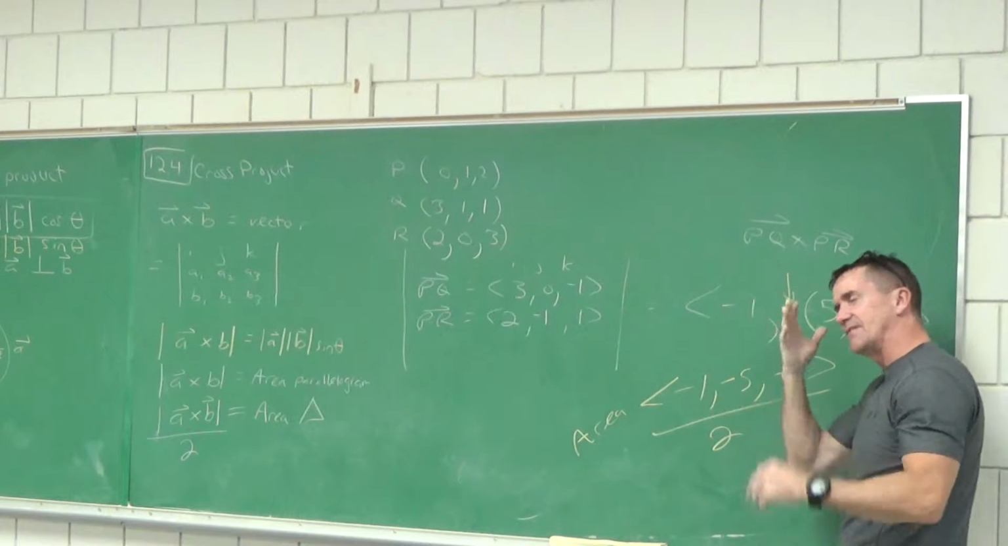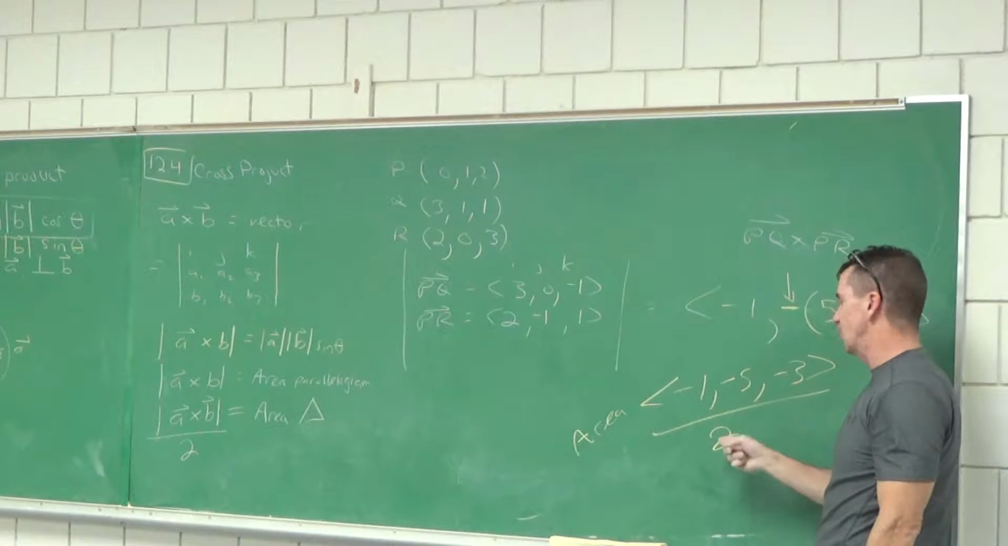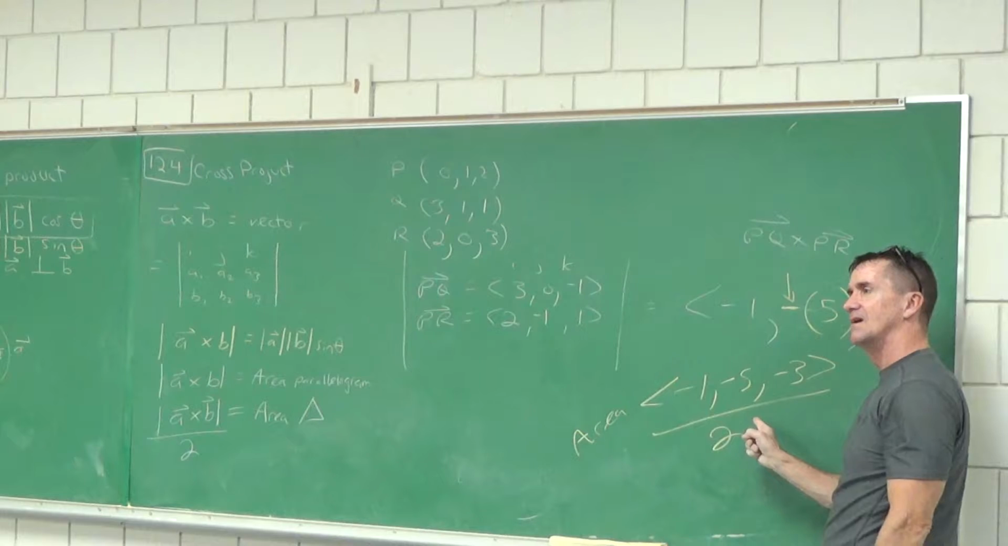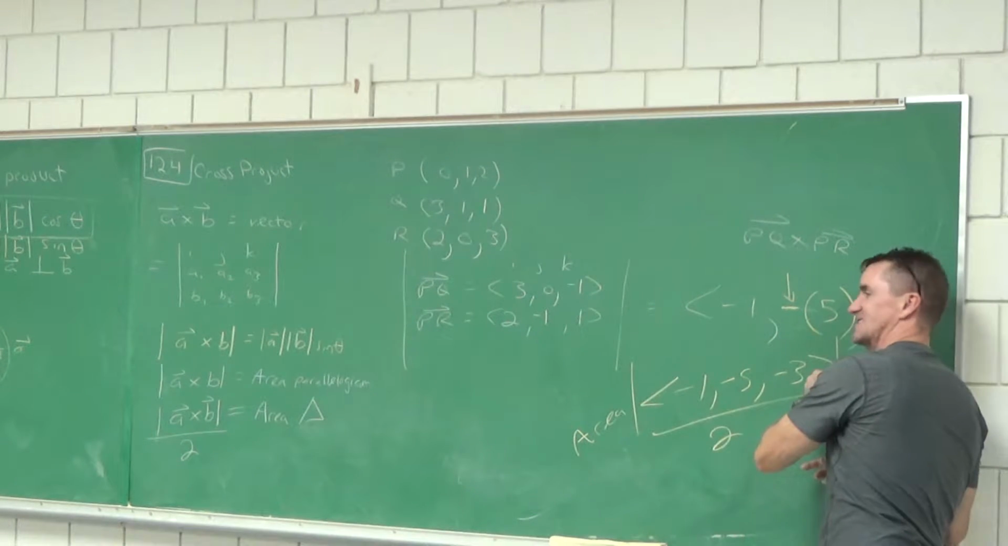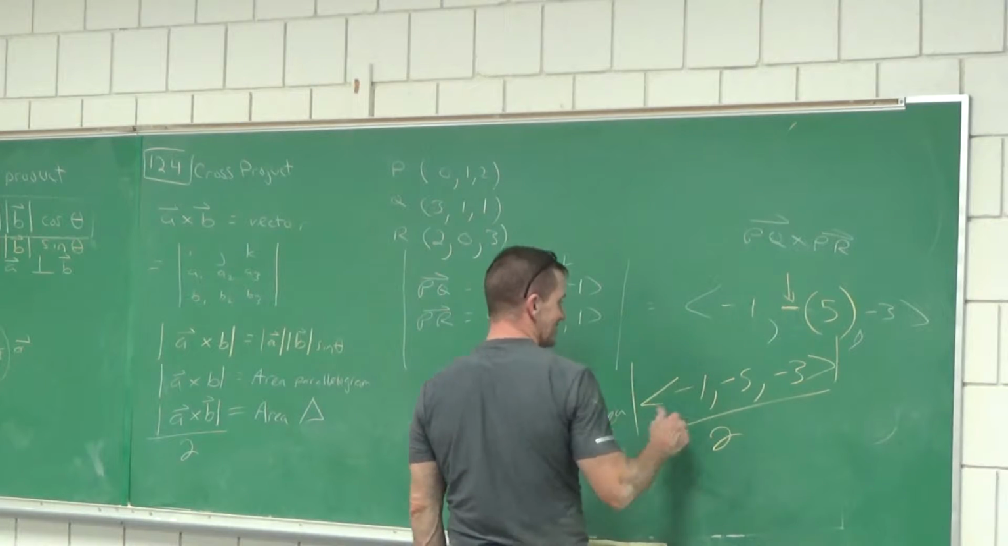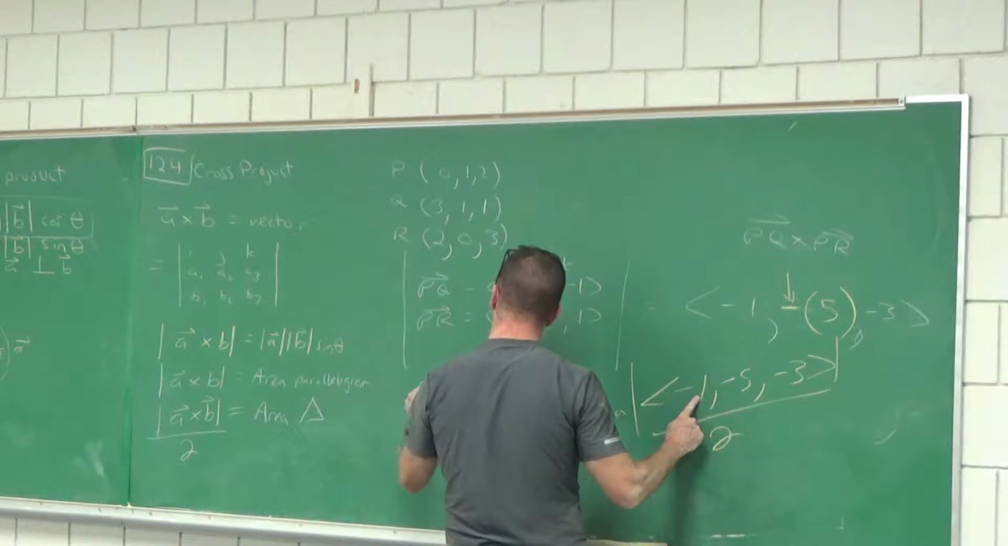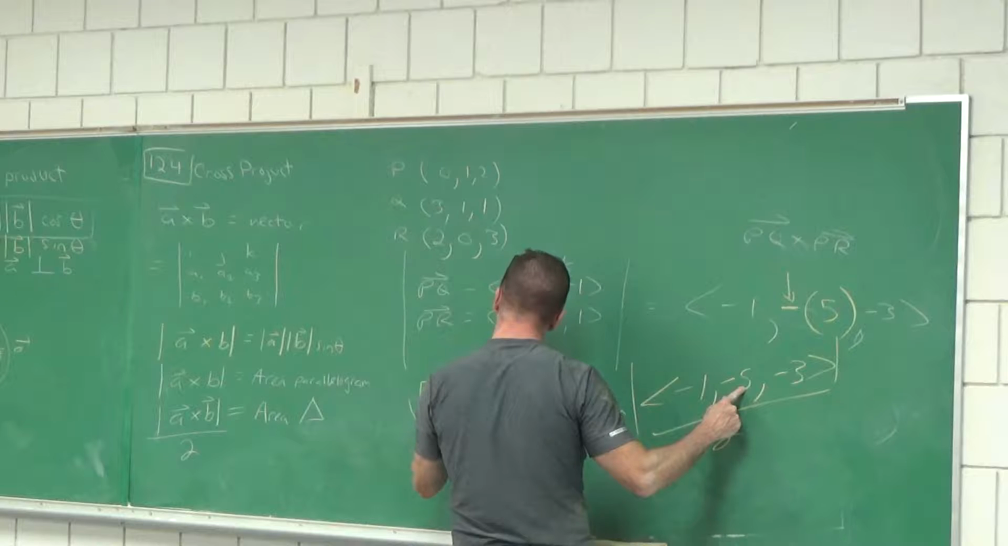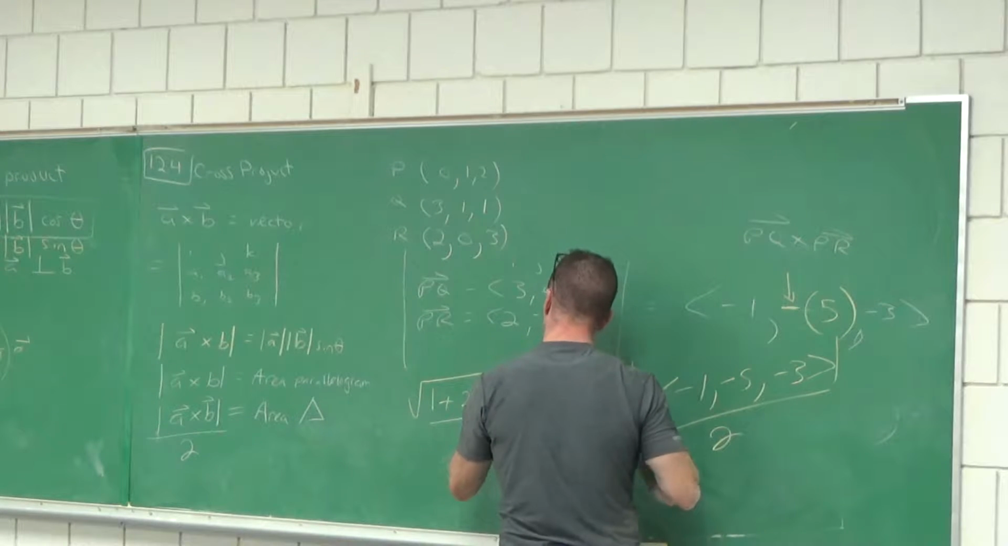But they're thinking of the formula sheet. What do I have to do with that? Magnitude. I need the magnitude. So what is that length? Yeah, it's got to be a positive number. It's area. That squared is what? 1 plus 25 plus 9 all over what?